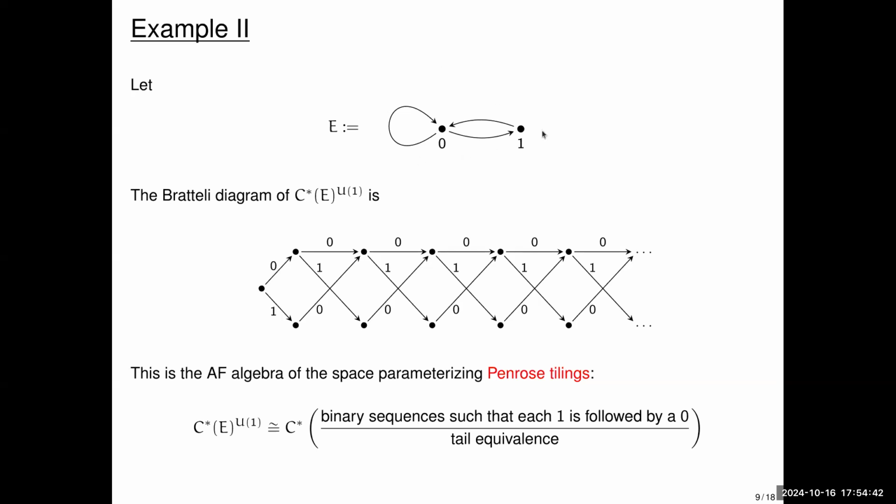And this is nice because instead of describing this AF algebra by a complicated diagram or complicated equivalence relation, you can realize it as the algebra of something with two vertices and three edges. So that is nice. Okay.